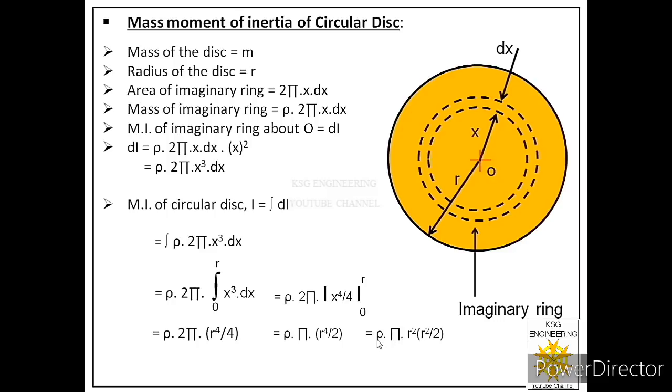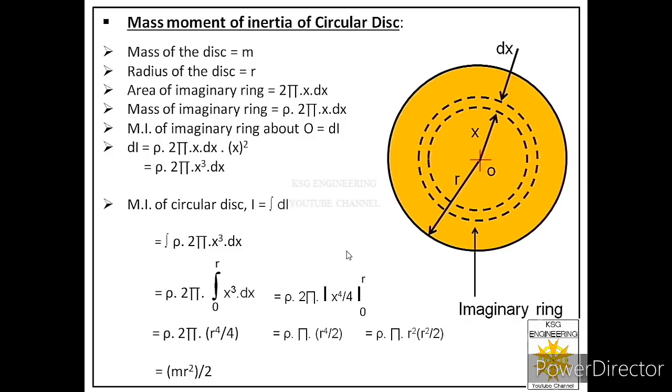Now observe this term carefully. What is pi r square? Pi r square is the area of this circular disk. And if we multiply area by its density, that will be called the mass of that circular disk. It means we can replace this term by m, that is the mass of the circular disk. So the final answer for the moment of inertia of this circular disk about its centroidal axis, which is perpendicular to its plane, will be given by m r square by 2.